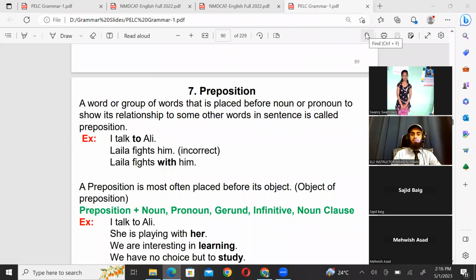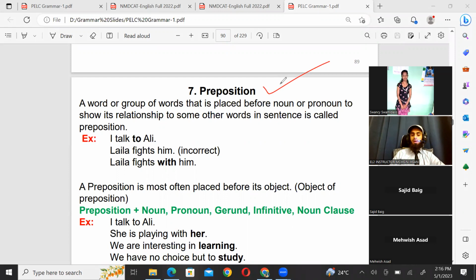One of the most important parts of speech, because it is going to be used in writing as well as in speaking. All right. Now, pre means before, and position means the place, the position, where to put it, right? The location, right?